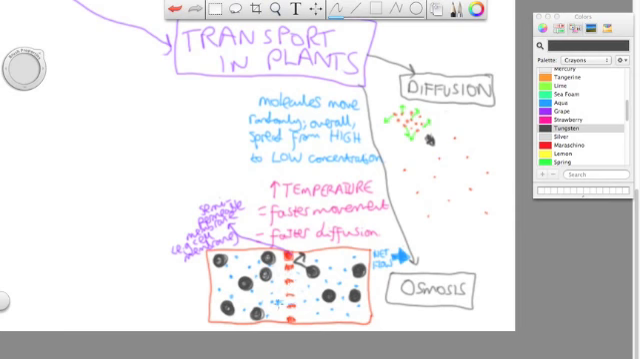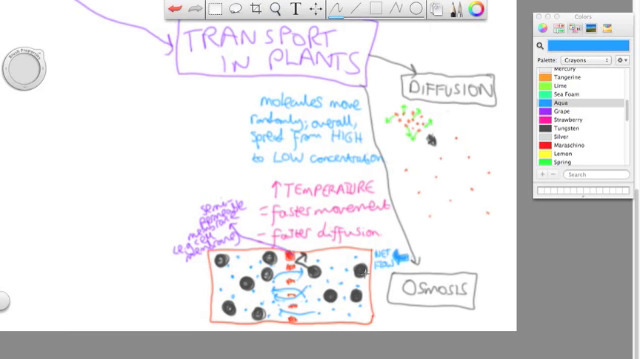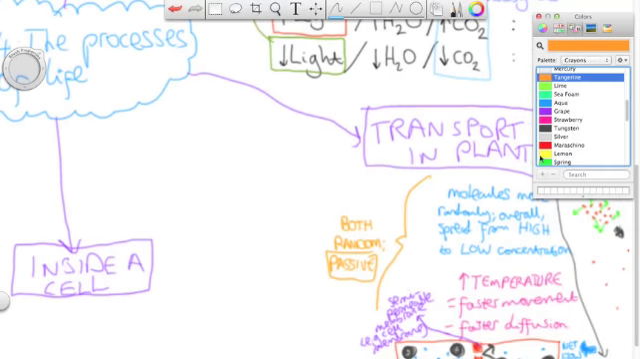But if I add more particles on the left hand side now, of course, there's now less water concentration on the left hand side, and water will then reflow from the right hand side, which is high in concentration of water, to the left hand side. So osmosis simply means water diffusing randomly from a high concentration of water to a low concentration of water through a semi-permeable membrane. Now both processes involve random motion, and both are passive because they require no energy to happen.